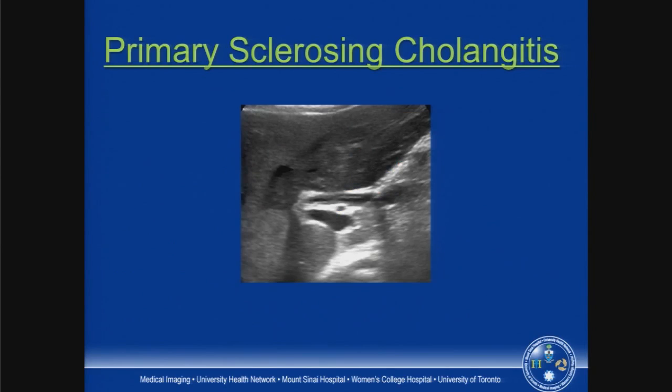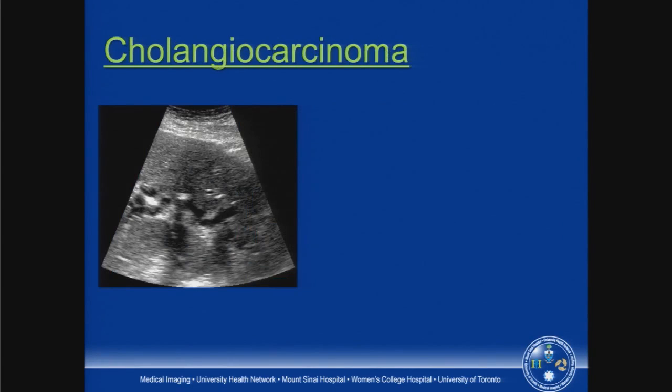And this is a nice example of PSC, very typical appearance of this smooth thickening, a long segment thickening of the wall of the common duct. You can, of course, get skip lesions, associated segmental biliary dilation. These patients come for screening ultrasound to try and ensure that there isn't a developing cholangiocarcinoma. So you're looking for new biliary dilation, which we saw in this case intrahepatically in both lobes of the liver. So again, you must follow those ducts centrally.